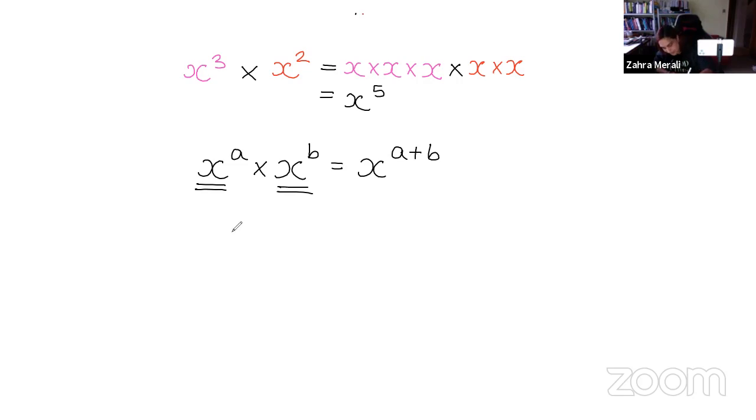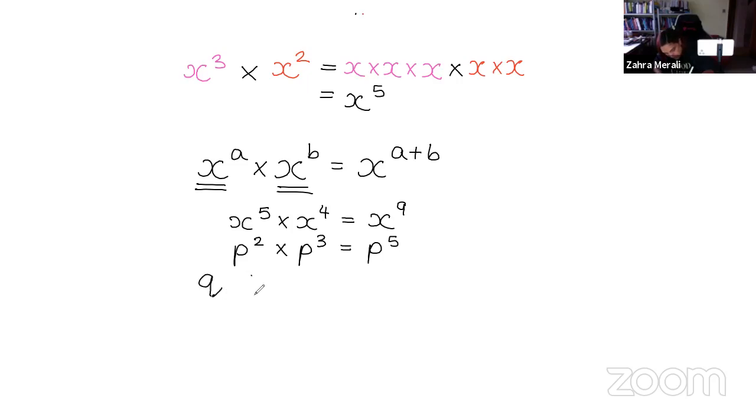So let's have a look. x to the 5 times x to the 4. We're going to do 5 plus 4, which is 9. So you'd get x to the 9. You should be able to do these all in your head. You could have p to the 2 times p to the 3. So you're doing 2 plus 3 to give you 5. I could have q times q to the 4. Now q on its own is just q to the 1. So you've got 1 plus 4 to make it 5.